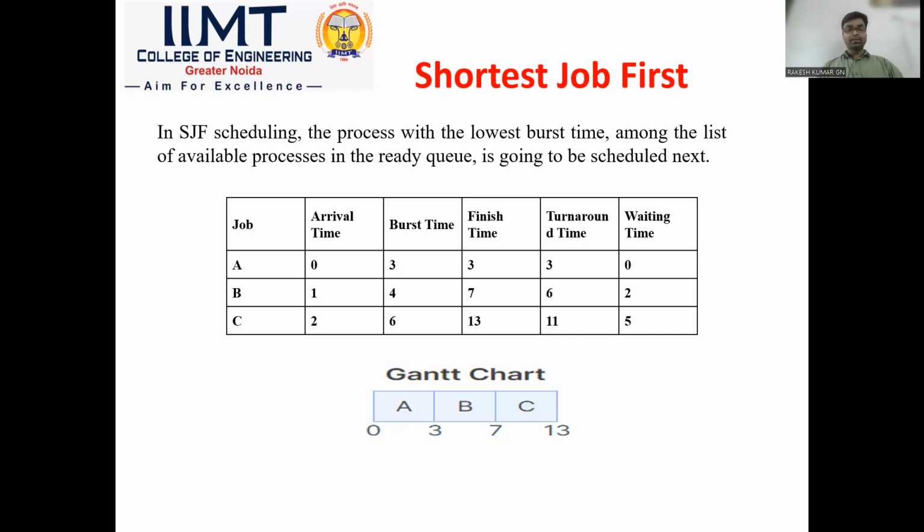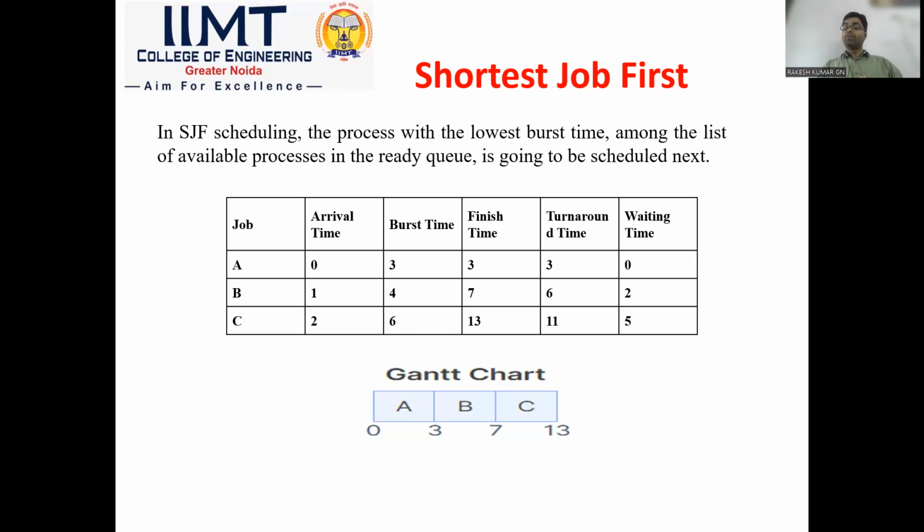Now, here we can see that there are three processes, A, B, C, with arrival times 0, 1, 2 respectively, and the burst time for process A is 3, for B is 4, and for C is 6. So at time 0, process A will arrive in the ready queue, and if the resources are free, it will directly move from the ready queue to the running state and execute there for 3 units of time.